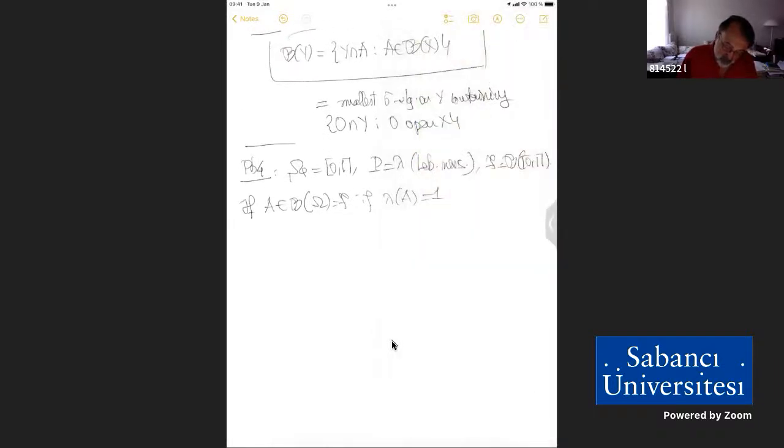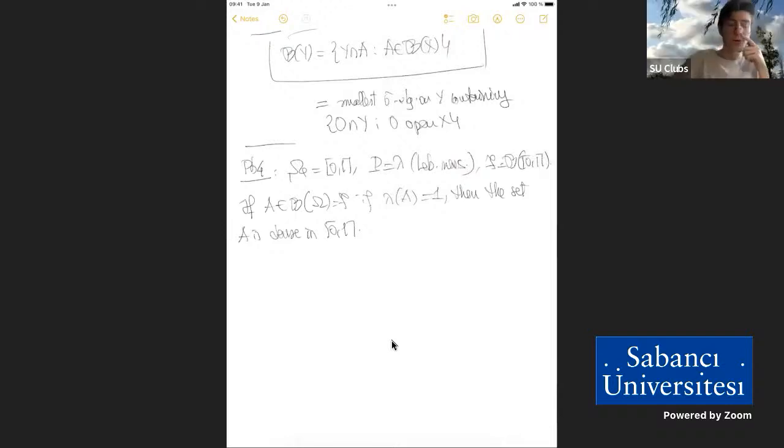Then the set A is dense in [0, 1]. I don't know if you know what dense means. Do you know it or not? No, Rüştü? I don't know.